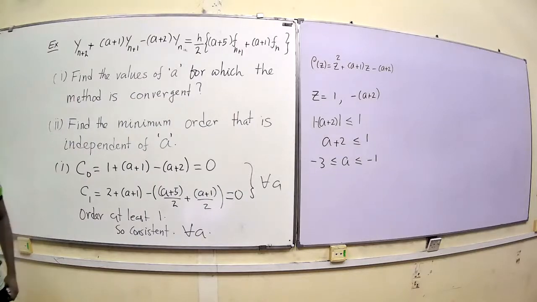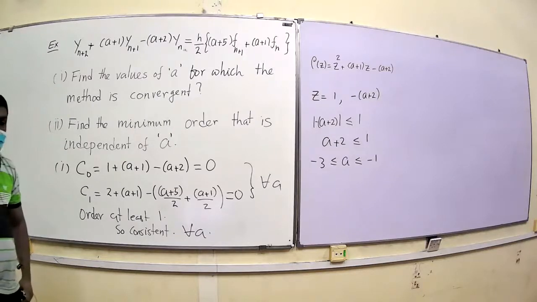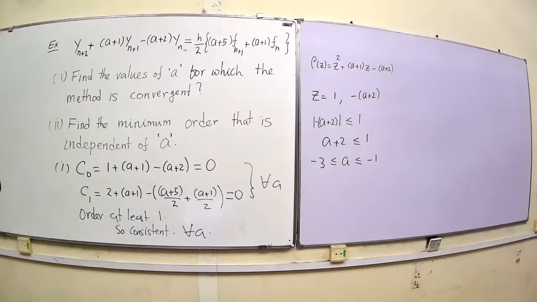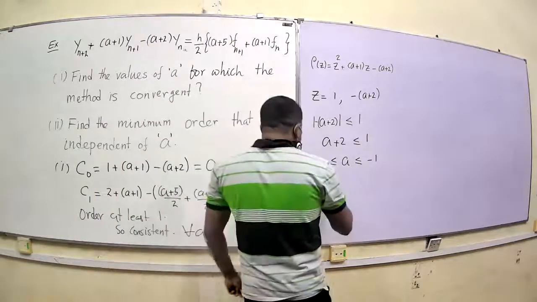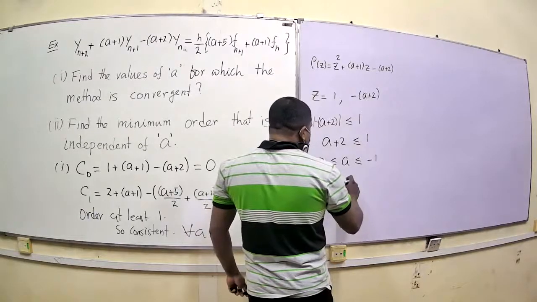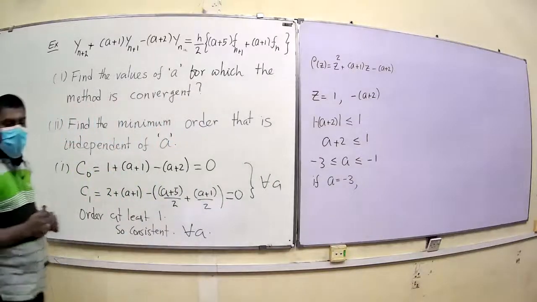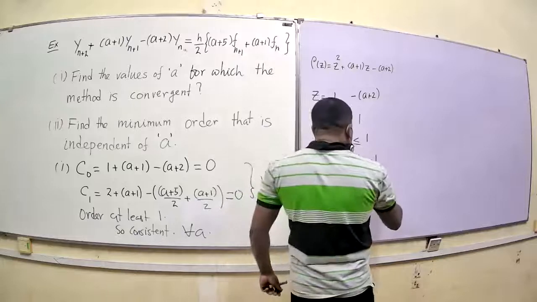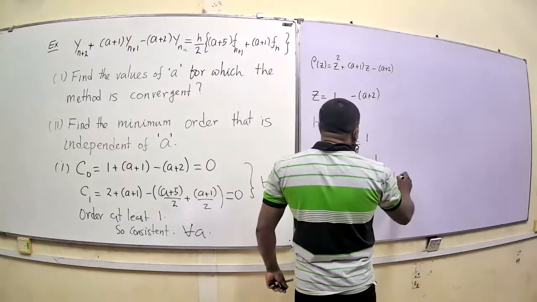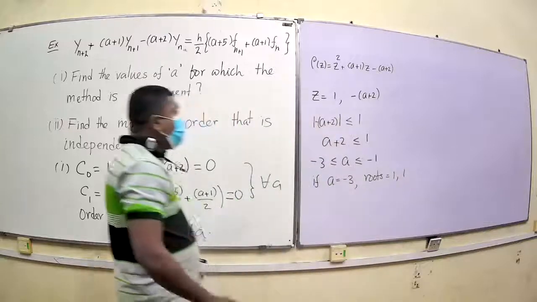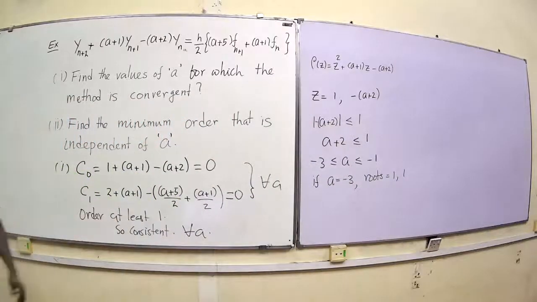But one more thing you have to check: if the root's absolute value is 1, then you have to make sure that the root is simple. So you have to check the endpoints. When a is equal to minus 3, you check what the roots are. Roots are 1 and 1 again. When you put a is equal to minus 3, you get z is equal to 1 and minus of minus 1, that is plus 1.